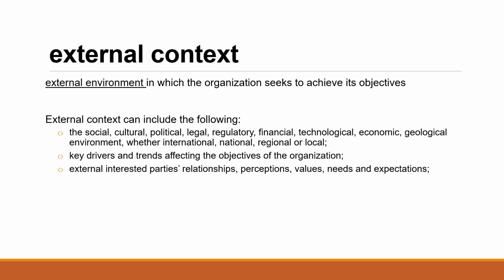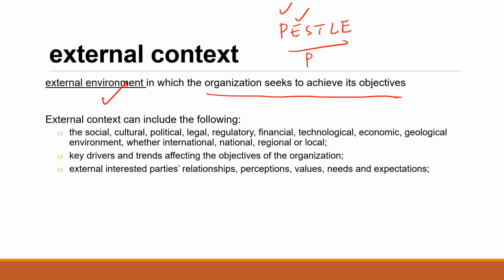Now when I say external context, what does it mean? It means external environment. The key word here is the external environment in which the organization seeks to achieve its objective. What does that mean? All organizations which are established are established to create value for their stakeholders, but there are factors influencing that organization, and those factors can come from inside or outside of the organization. For example, as I talked about in my earlier videos, we can look at political factors, economic factors, social factors, technological factors, legal, environmental. So there are different factors working from outside which can influence our organization.